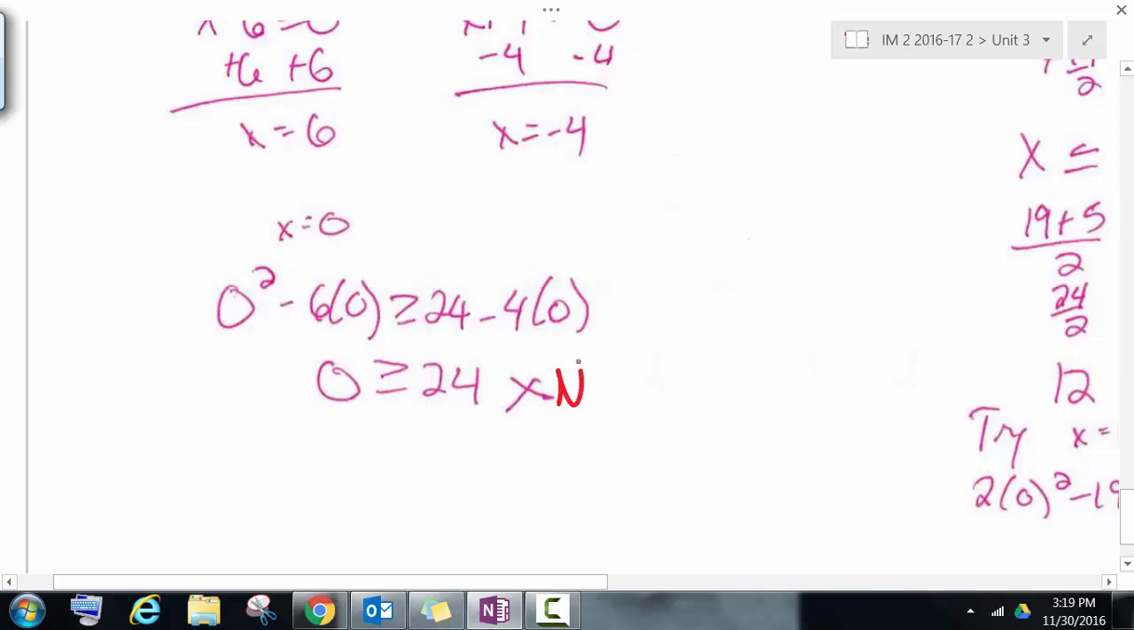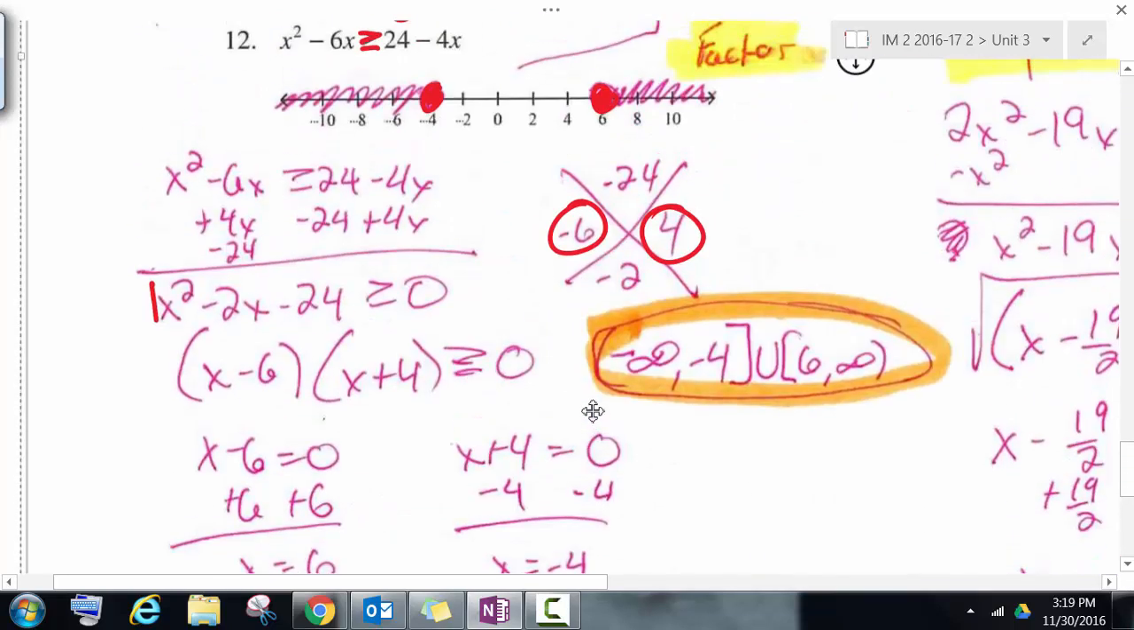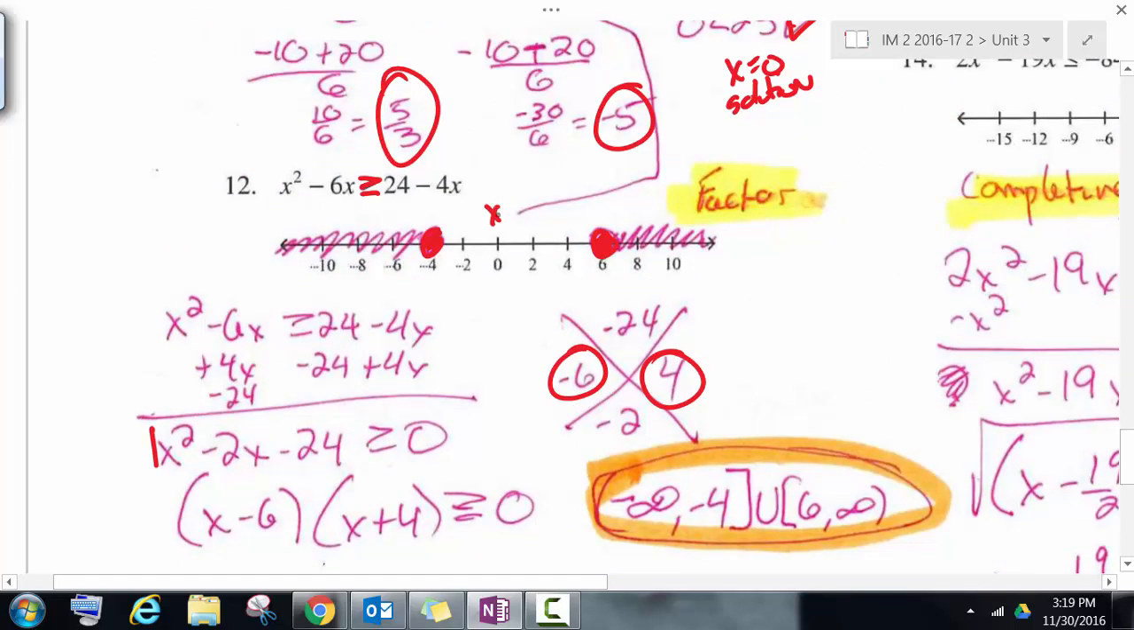Of course not. So, wherever x equals 0 is not an answer. Well, x equals 0 is in between here, so that's not an answer, so my answers have to be outside of them.